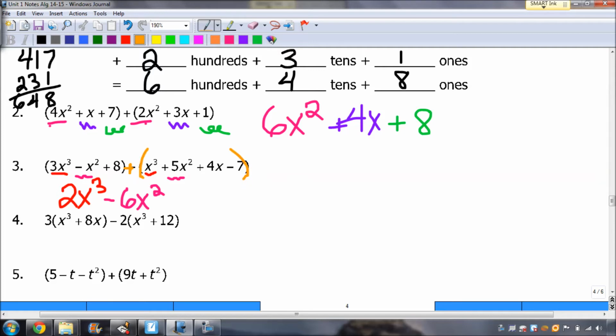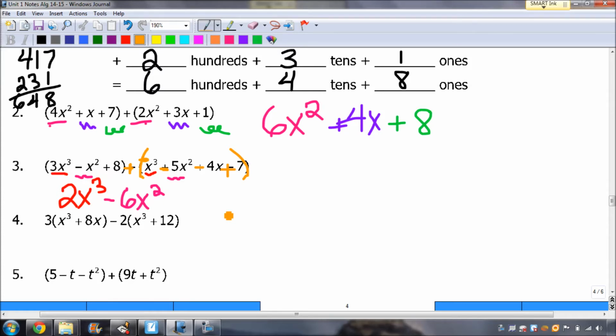So make this a positive, and then everything in the set of parentheses that follow, change it to its opposite. So this x cubed would become a negative x cubed. Okay? This 5x squared becomes a negative 5x squared. This 4x becomes a negative 4x, and this negative 7 becomes a positive 7. But I'm only changing everything that comes after the subtraction sign because I'm subtracting this whole expression, okay?